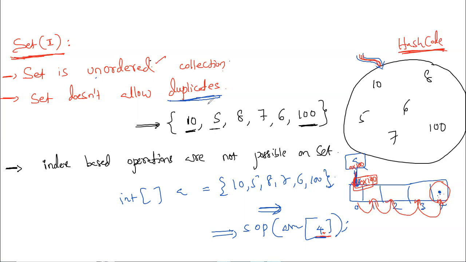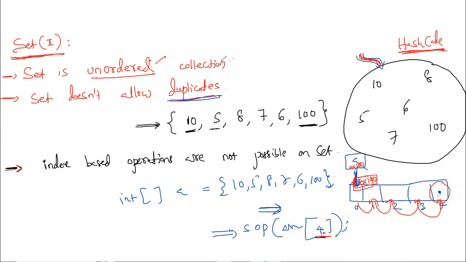So there are two different situations: if you want any order and you don't want to allow duplicates, then in that situation we'll be using a set interface, where the execution time is much faster. And one more thing is we cannot generally perform any index based operations on set.